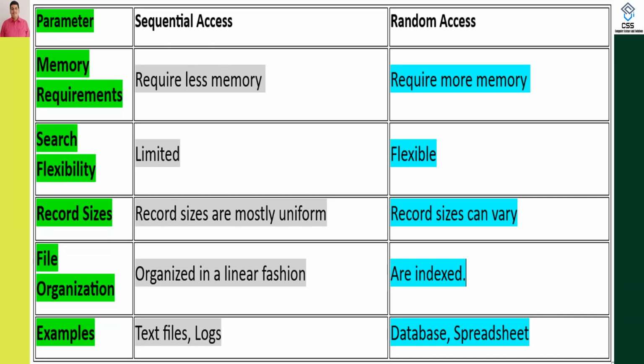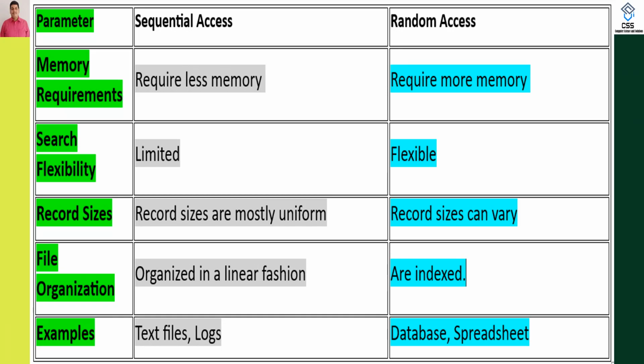Record size of sequential access is uniform, whereas the record size of random access can vary. Records or information are organized in a sequential or linear fashion, whereas in random access file, the data organization is made on an index basis. An example of a sequential access file is the text file, whereas examples of random access files are the database file or the spreadsheet. A common example is the telephone diary in your mobile.